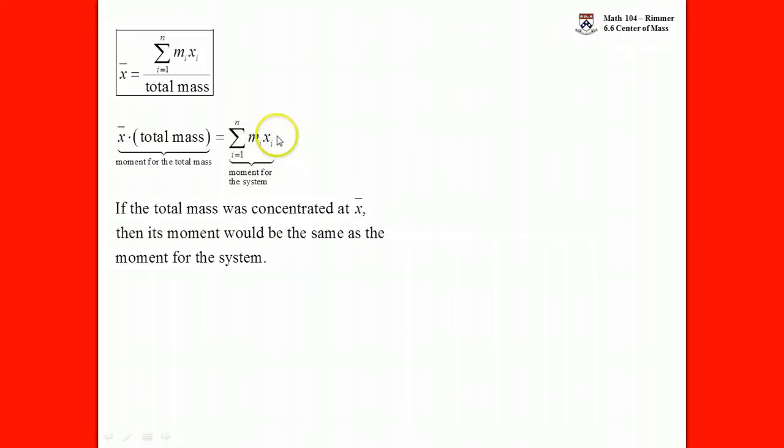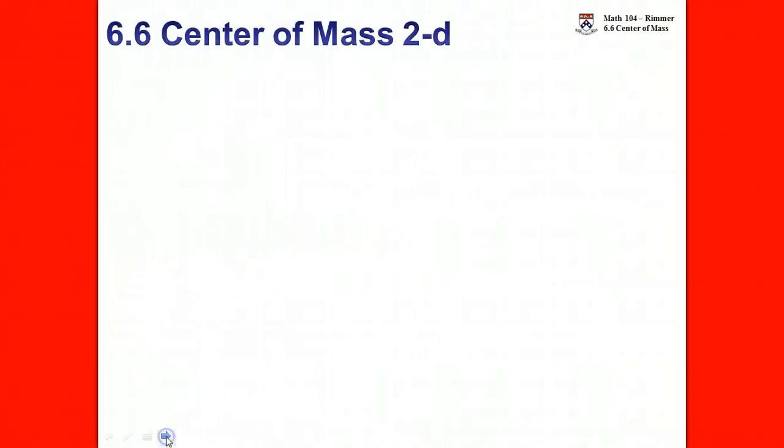This is the total moment of the system. And so this idea of what I'm calculating by x bar is: take all these masses and put them at one place. The total moment there is the same as the moment for the system, basically. We're looking for that place where I can place the entire mass so that I get balance, and the moments would be the same.